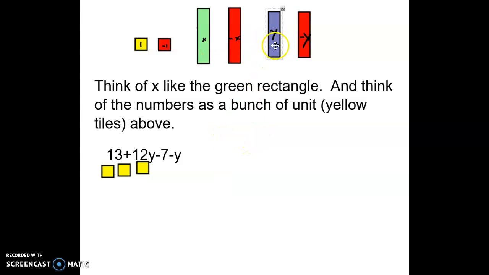And notice how similar they are. The y is still just a rectangle, so no matter what variable we're using, we're still going to be using rectangles, but the rectangles are different sizes. So just imagine every one of those variables is going to be a different size rectangle. I'm going to pause for a second while I get all of this up here.